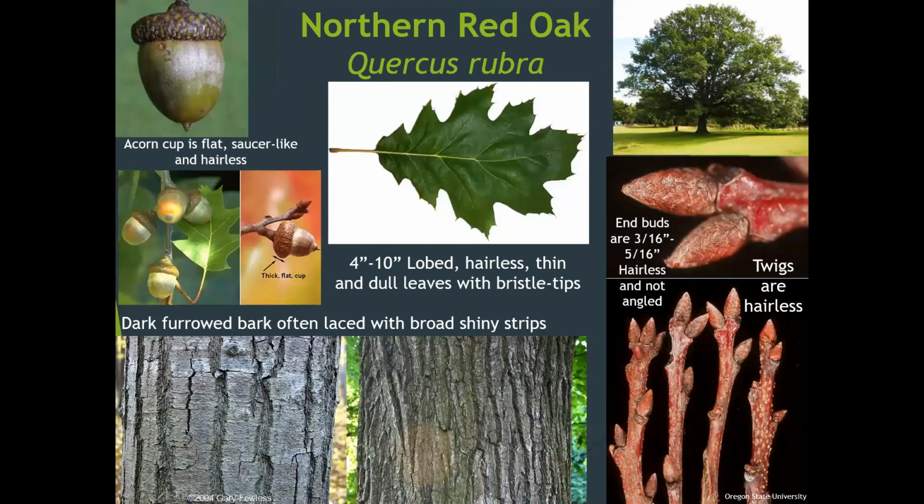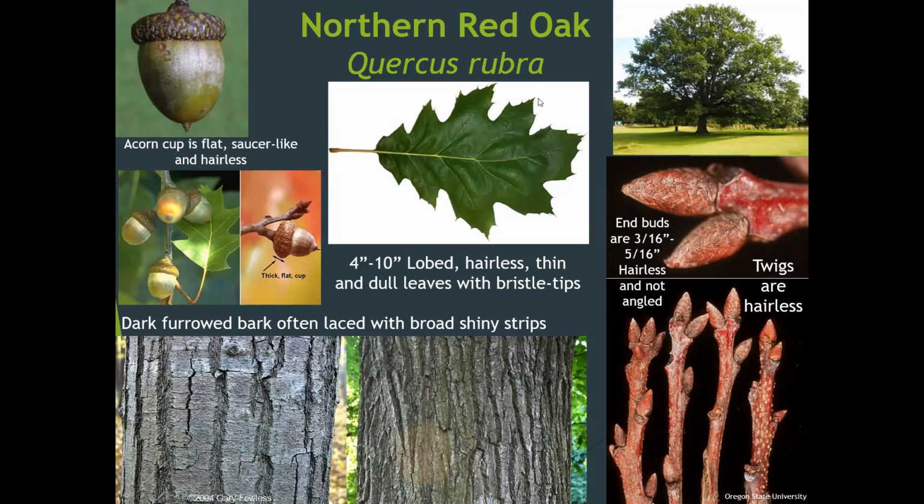And then finally, northern red oak. So this is the main red oak that you want to focus on. These are 4 to 10 inch lobed, hairless and thin leaves, and they're dull. They're not shiny and glossy like the black oak, but they also have those bristle tips. All red oaks have those bristle tips. They're not rounded. The white oaks have the rounded tips.